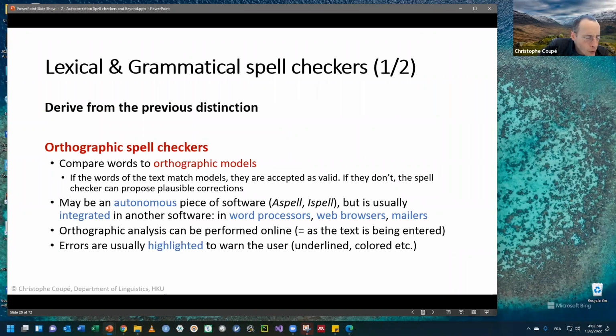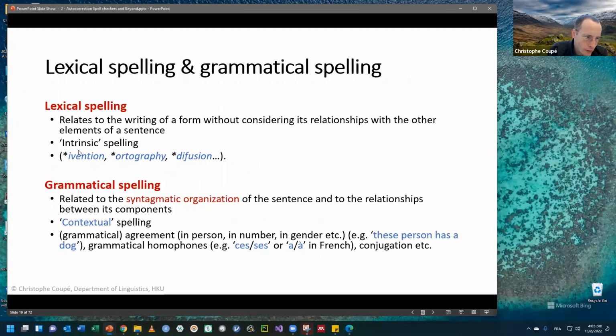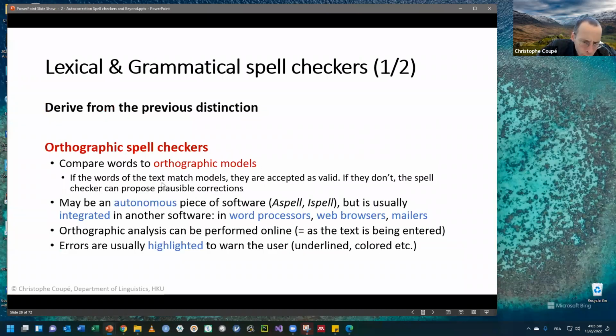As a consequence, you have what we call lexical spell checkers and grammatical spell checkers. So orthographic spell checkers or lexical spell checkers, what they do is they take words and they compare their forms to orthographic models. And if you can find a model for a word in a text, then you can accept the word as valid. But if you have in the text something that is not a proper word in English, you won't find a model for it. Then the spell checker will detect there's something wrong and it will propose a plausible correction.